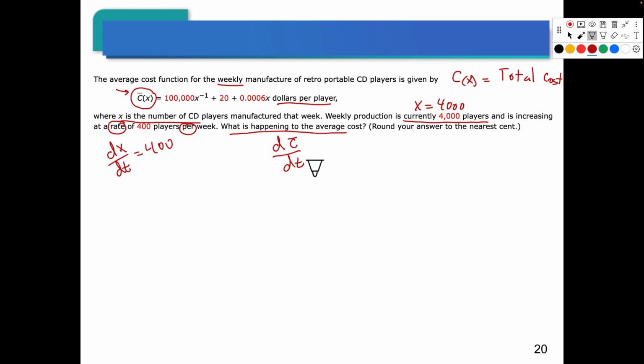So now the nice thing is they gave us the equation. We just start with what they gave us. The average cost function equals 100,000 x to the minus 1. I'm just copying it down. It's 3. Make sure you get enough zeros in there.